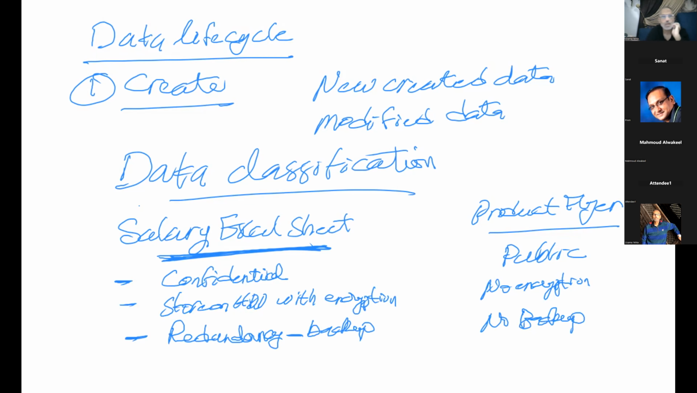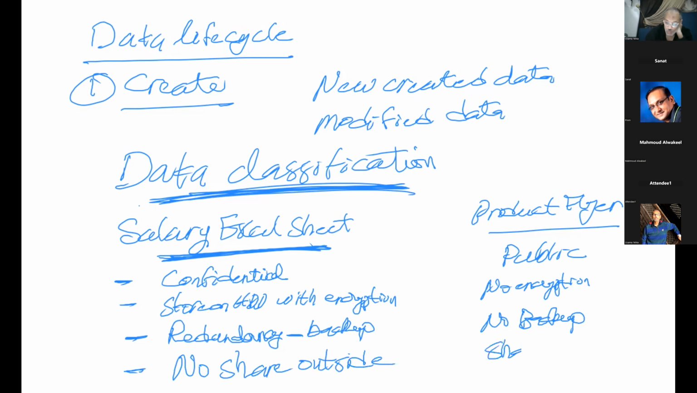As you can see, when I create data, this is very important: in this phase you have to define the data classification. The data classification will define a lot of other actions you have to take related to the data. For example, if I say no share, I will not be able to share this outside the organization, while this one will be shared. All the decisions are totally different, 180 degrees different. This depends upon the classification of the data.